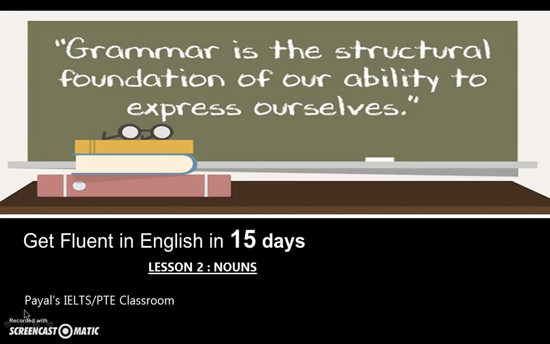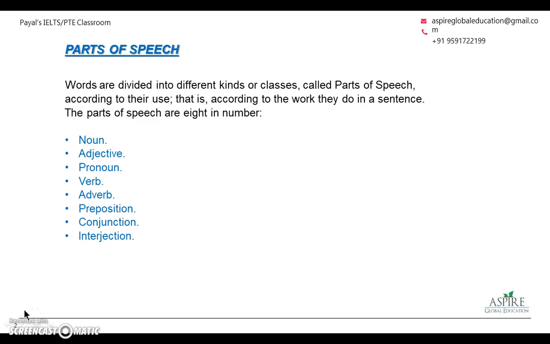Hello everyone. So let's get started with our second lesson on nouns. Each sentence is made of many words which are used to express oneself or convey ideas or thoughts so that you are rightly understood. So you have to make sure that these words are rightly placed in a sentence so that they are not misinterpreted or misunderstood. Words are divided into different kinds according to their usage in a sentence. This is called parts of speech.